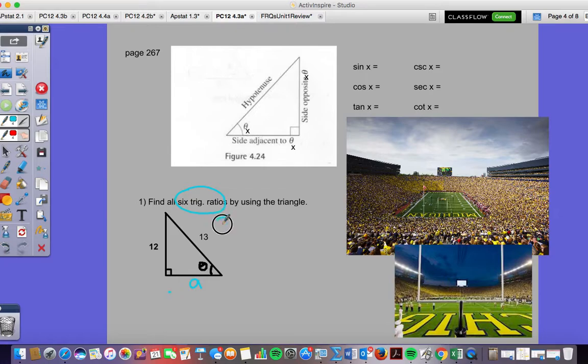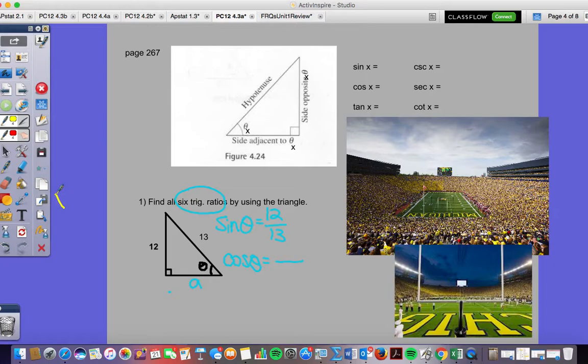So what we would say is sine of theta equals what? 12 over 13. Good. But there's a problem. For instance, when we find cosine of theta, we don't know the adjacent side. So what do I do? Just do the Pythagorean theorem, right? Good old Pythagoras.